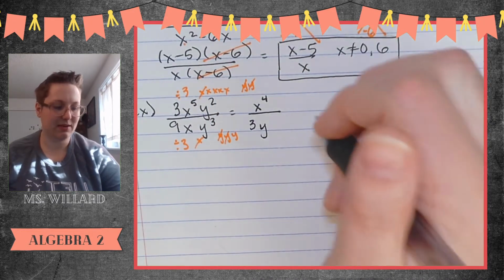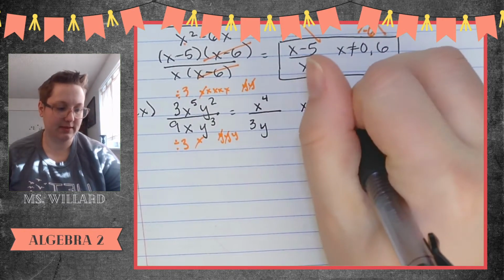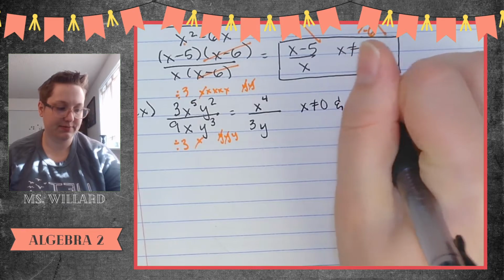Okay, and then I can't divide by 0. And there's 2 variables here, so I'm restricting the domain and the range.